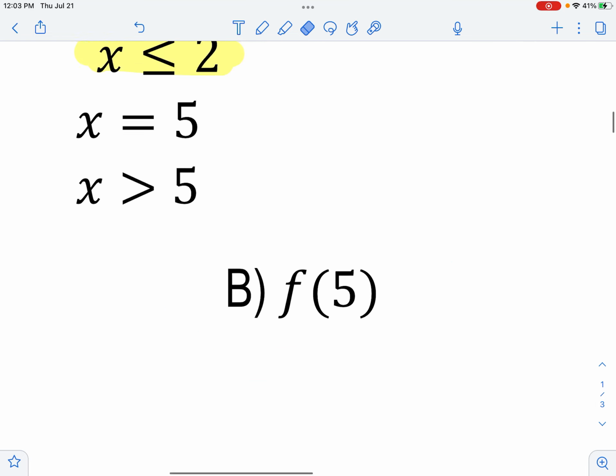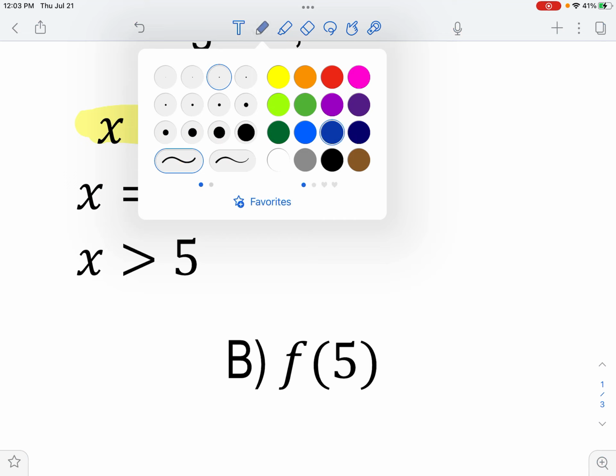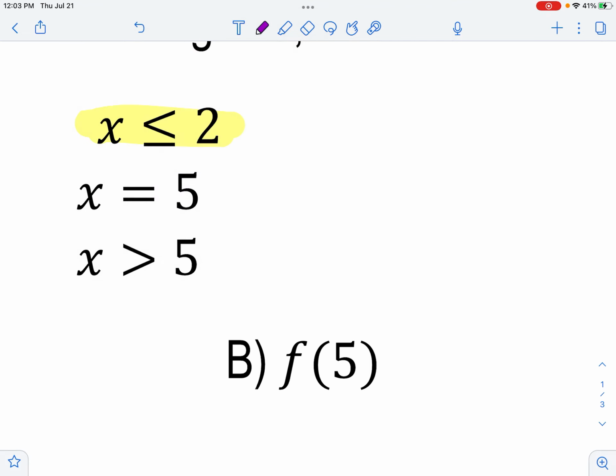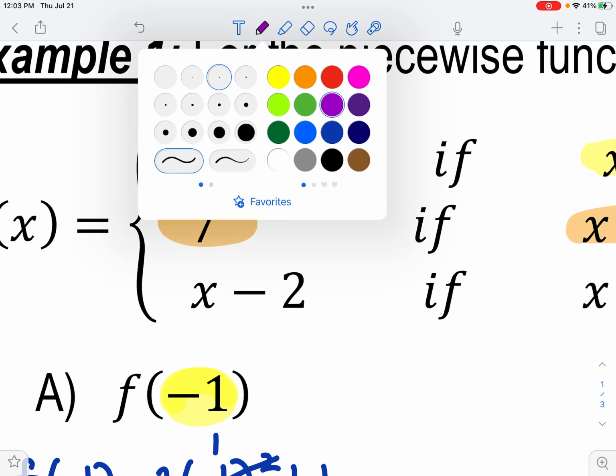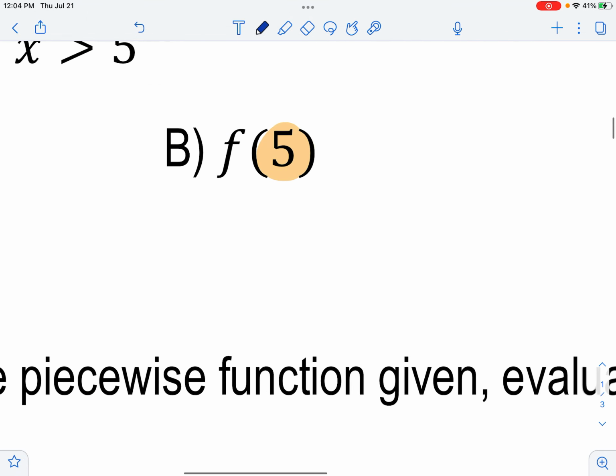I want f of 5. So looking at my domains here, I want to know, is 5 less than or equal to 2? No. Is 5 equal to 5? Yes. So 5 is equal to 5. I am plugging into this equation. Notice it's the equation f of x equals 7. You automatically get the output of 7 no matter what input you plug in. So the answer is 7 no matter what for this. So equals 7.